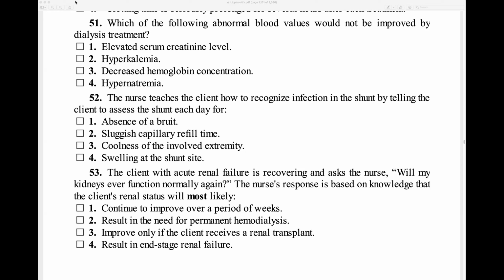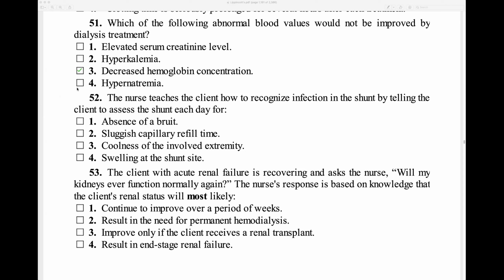So only one person got the question right. And again, I want you to think critically. Let's read the question again. Which of the following abnormal blood values would not be improved by dialysis?